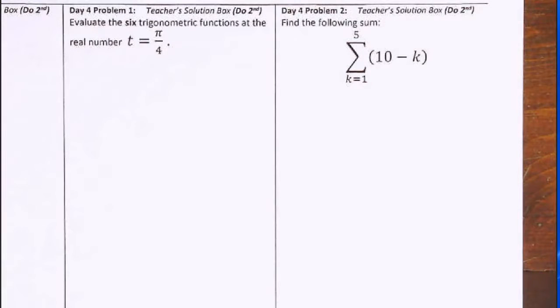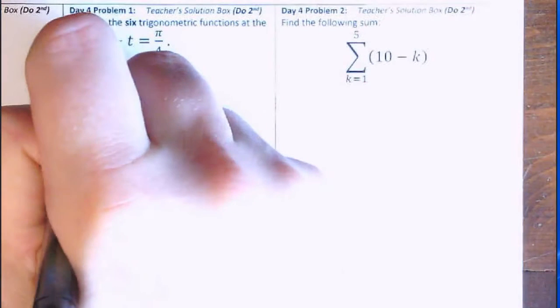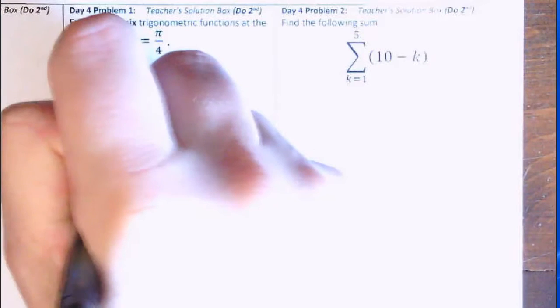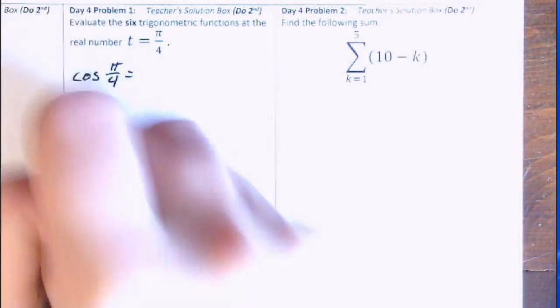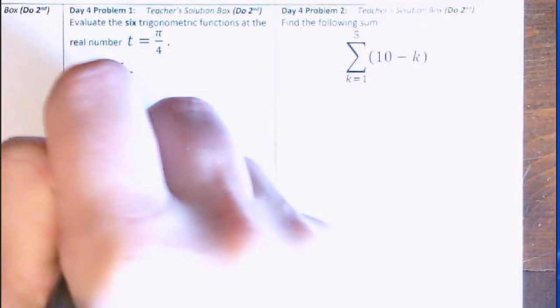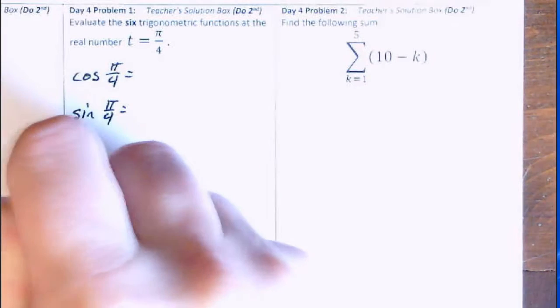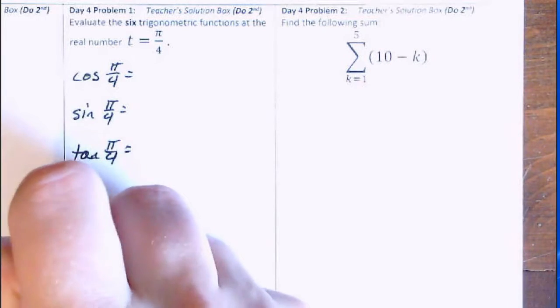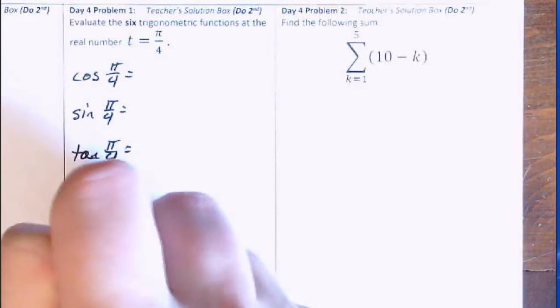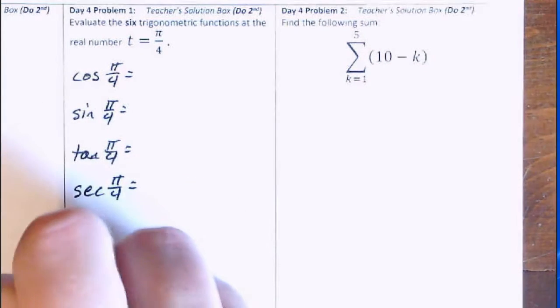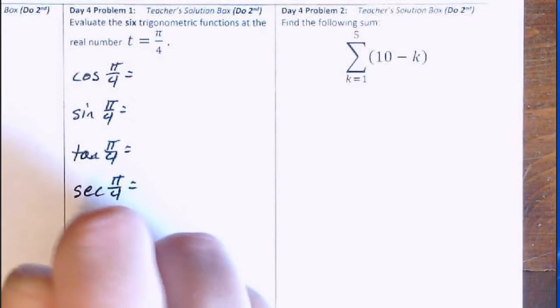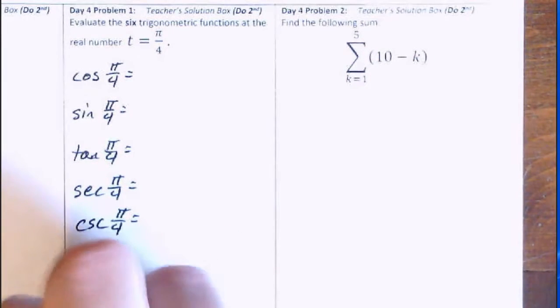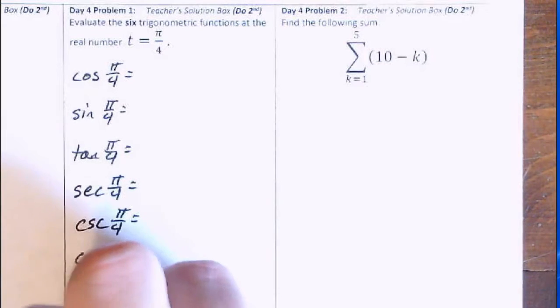Day 4, problem 1. Evaluate the 6 trig functions at the real number t equals pi over 4. So we want to figure out the value of cosine pi over 4, sine of pi over 4, tangent of pi over 4, secant of pi over 4, cosecant of pi over 4, and cotangent of pi over 4.